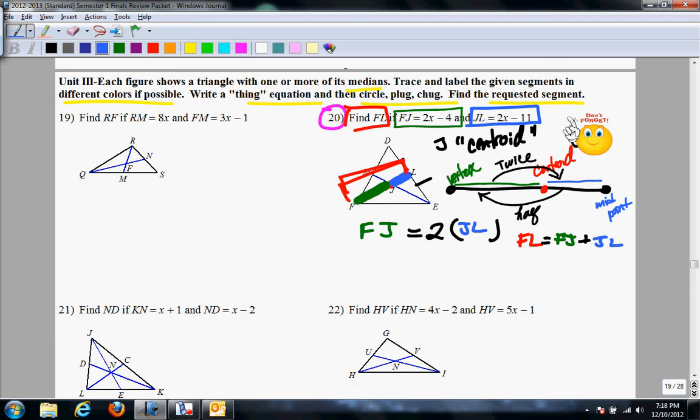Now let's see what we can work with here. Let's circle FJ. FJ is right up here. FJ is 2x minus 4 equals 2 parentheses JL, which is 2x minus 11.